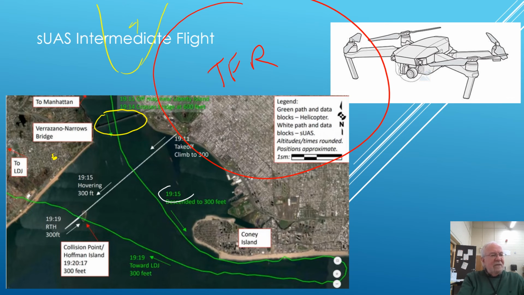Well, this drone guy is over here. See where the white line is? He starts out here and takes off, goes that way. And somewhere on the way back, it hits the helicopter. Let me read the report, okay?